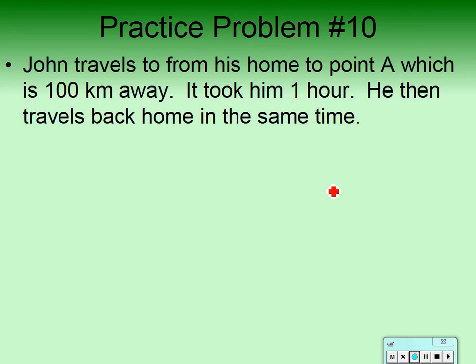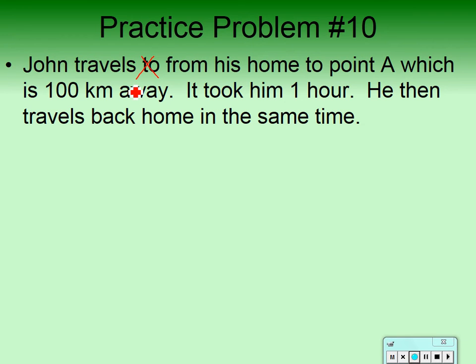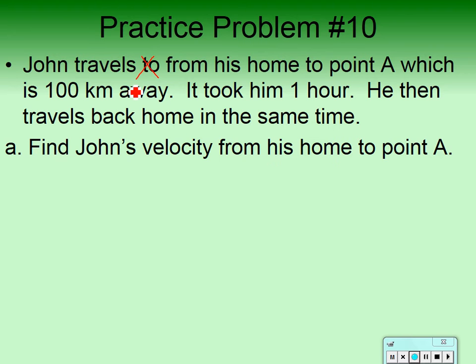It says John travels, I don't think that 2 is supposed to be there, from his home to point A, which is 100 kilometers away. It took him 1 hour. He then travels back home in the same time. Okay, so on part A it says, find John's velocity from his home to point A. So the first half of his travels, we're going to find his velocity. I'm going to solve part A up here.